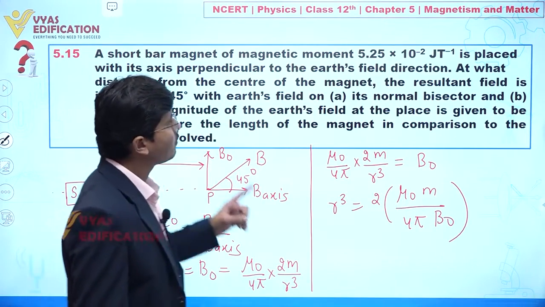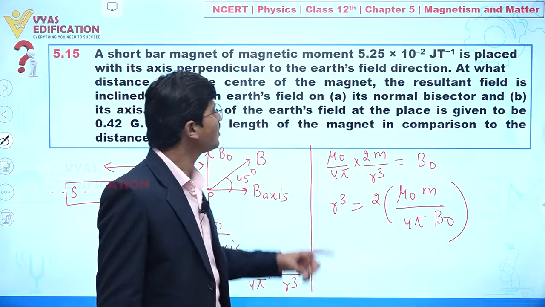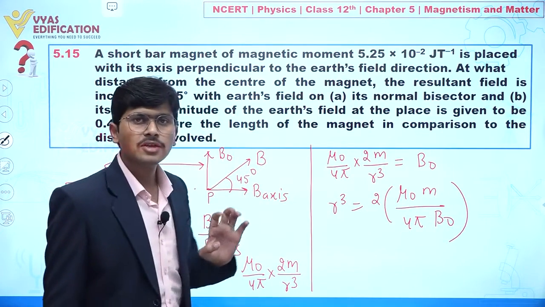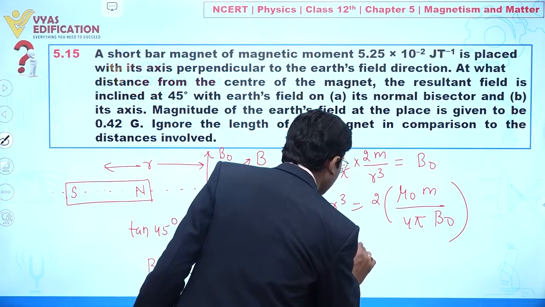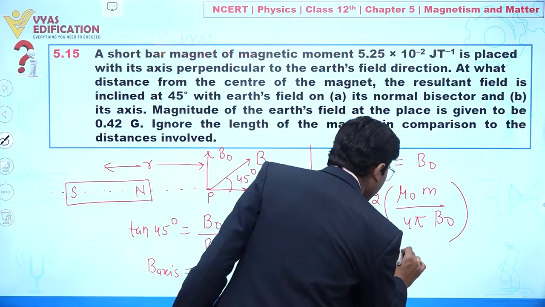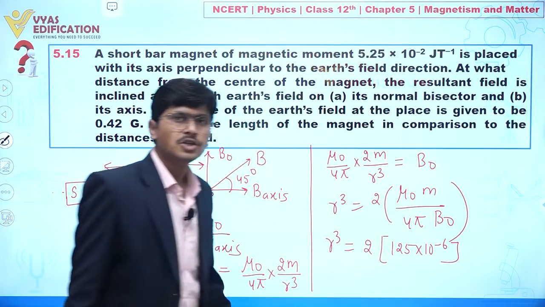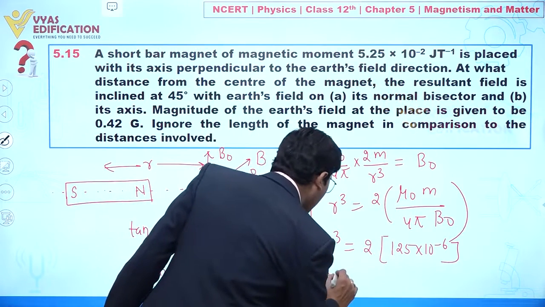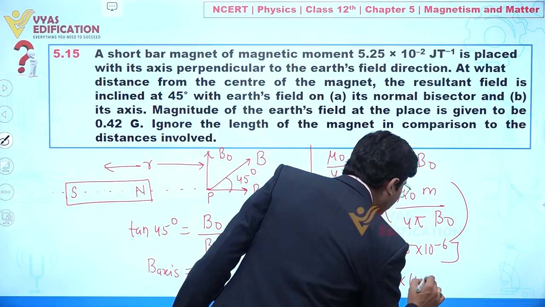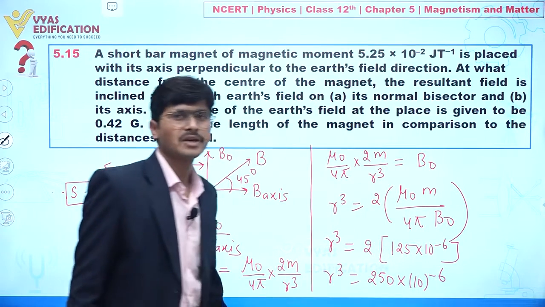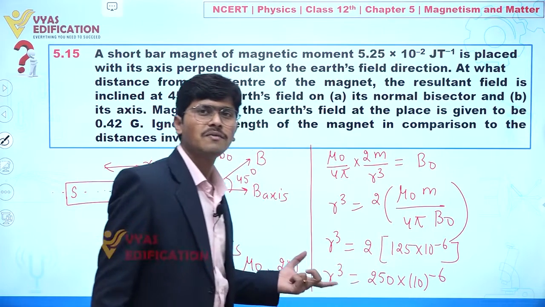This is 5.25 into 10 to the power minus 2, clear, and the value of B naught is 0.46 Gauss, clear. So we have already solved that, and we find this is 2, we can say 125 into 10 to the power minus 6, clear. So we can also write R cube equal to 250 into 10 to the power minus 6, clear. So now can we write what is the value of small r?